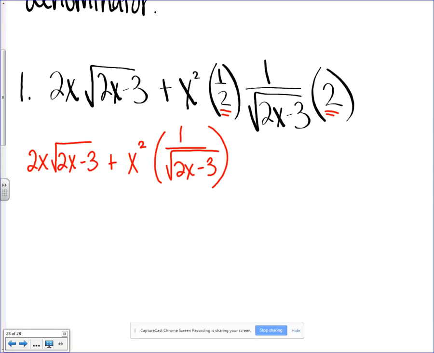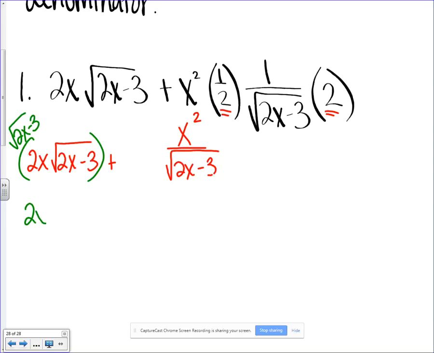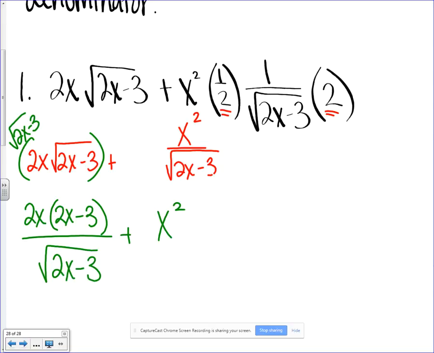Now I'm going to go ahead and get like denominators, and I'm going to put them together. Another way you could write this is, since these are being multiplied, I can go ahead and put this x squared up in the numerator here. Okay, so my common denominator is going to be that radical 2x minus 3. So this thing needs multiplied by radical 2x minus 3 on the top and the bottom. When you do that, the radical cancels out in the numerator, and that's what I'm left with.